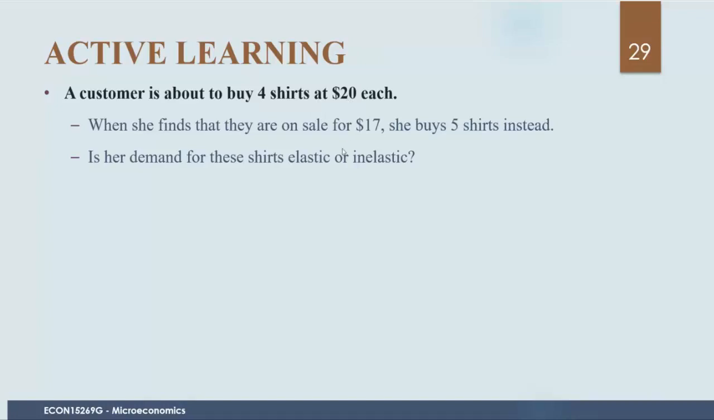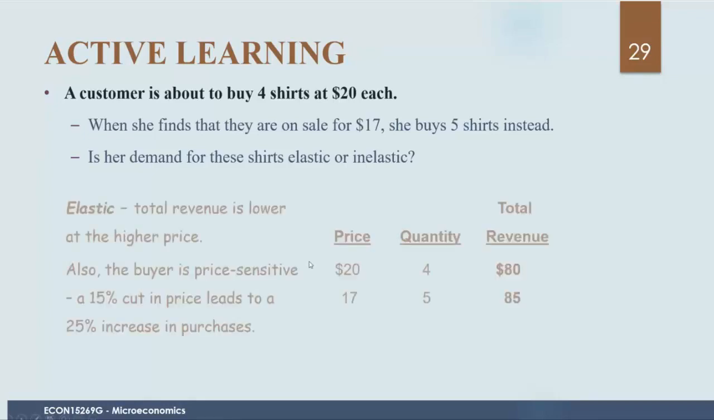So if we have a price decrease and revenue increases, which section of the demand curve are we on? Well, here it would be elastic. So when we lower the price and the revenue increases, then we're on the elastic portion.